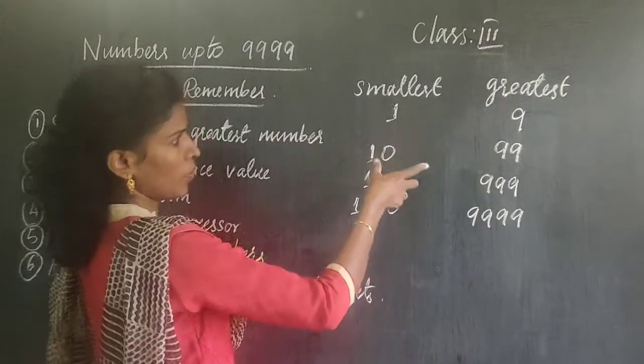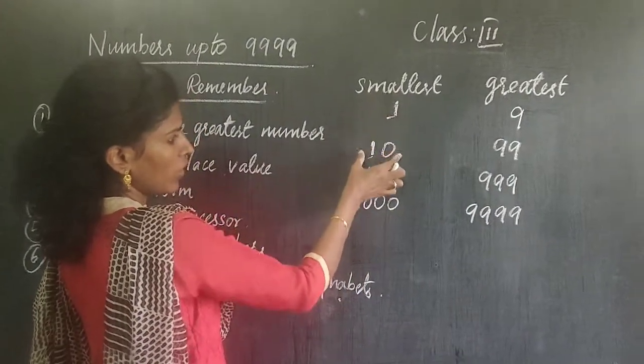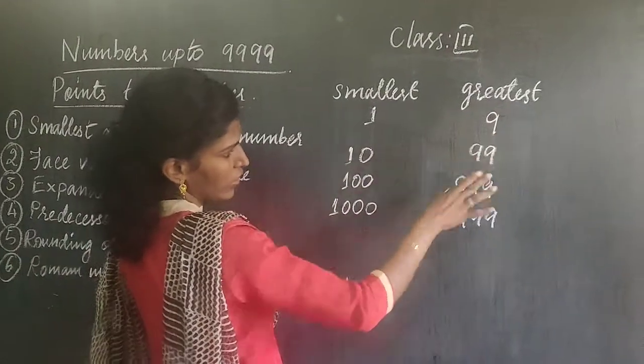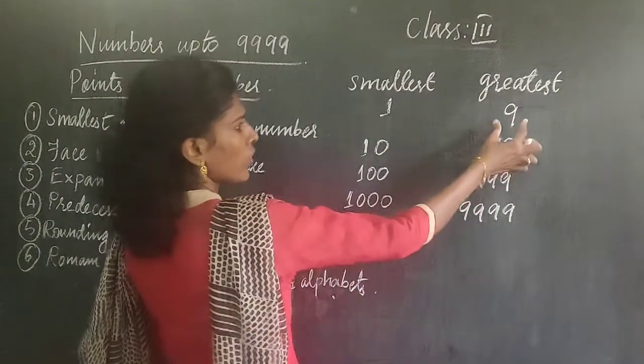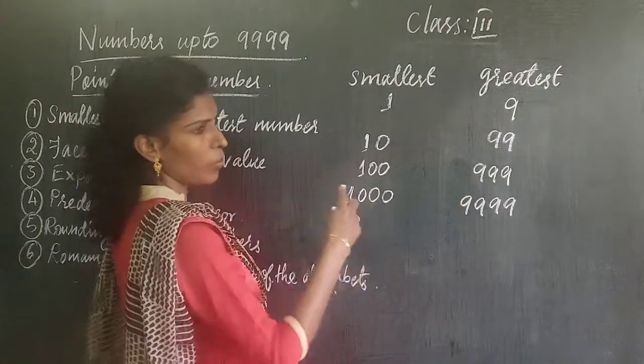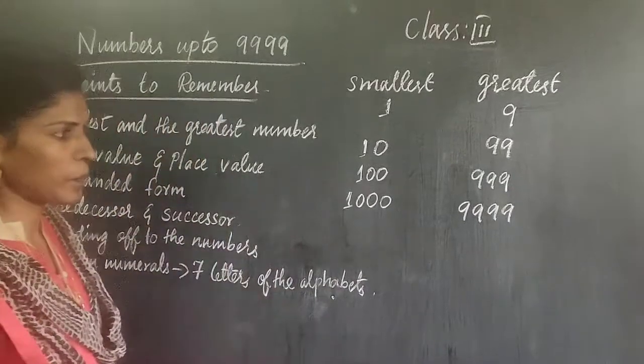So this much you must remember. In the smallest number, there is only 1 and 0. In the greatest number, all the digits are 9. If it is a 1 digit number, only one 9. 2 digit number means two 9s. Remember it that way in your mind, so it will be easy.